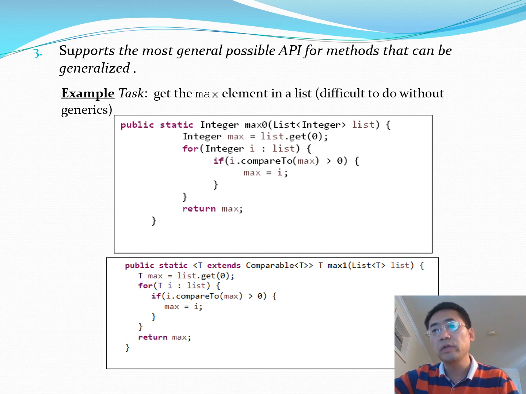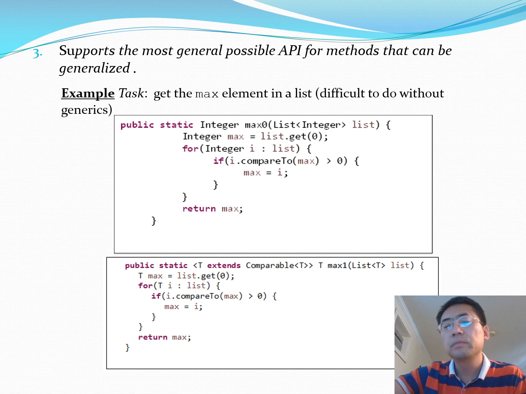Integer implements Comparable<Integer>, Float implements Comparable<Float>, and also for Double, for Character, for Long. Any type that implements this Comparable interface can be stored in this list, and then we can use the same method to find its max value. So the second one is obviously a lot more flexible than the first one.